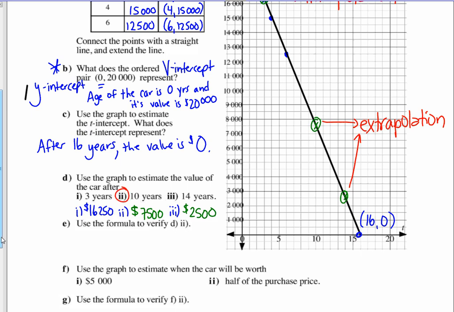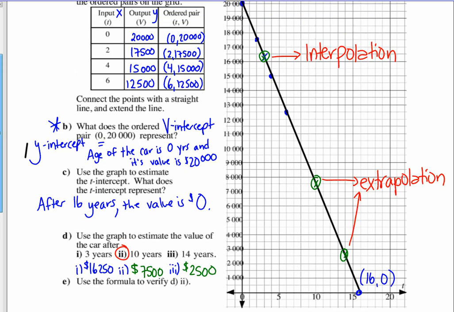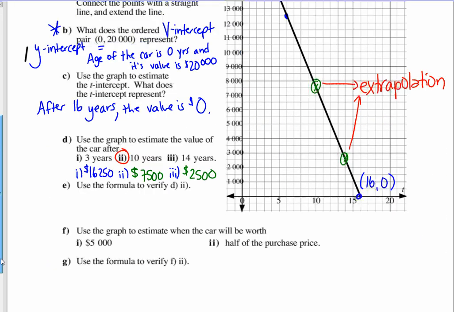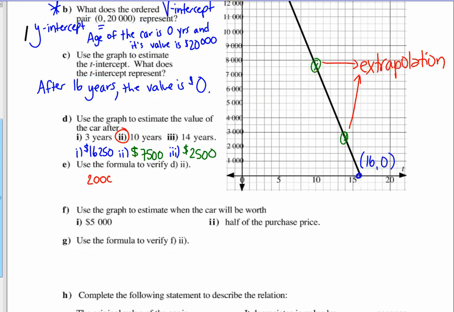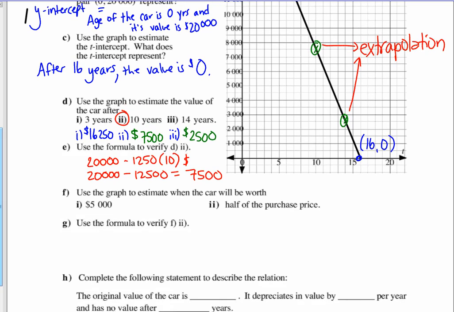Well, we're going to verify this too. It says use the formula to verify D. So let's plug into the formula 20,000 minus 1,250 times 10. What's 1,250 times 10? You get 7,500. Boom, told ya. Sorry, Chase. Something went off with your graph.